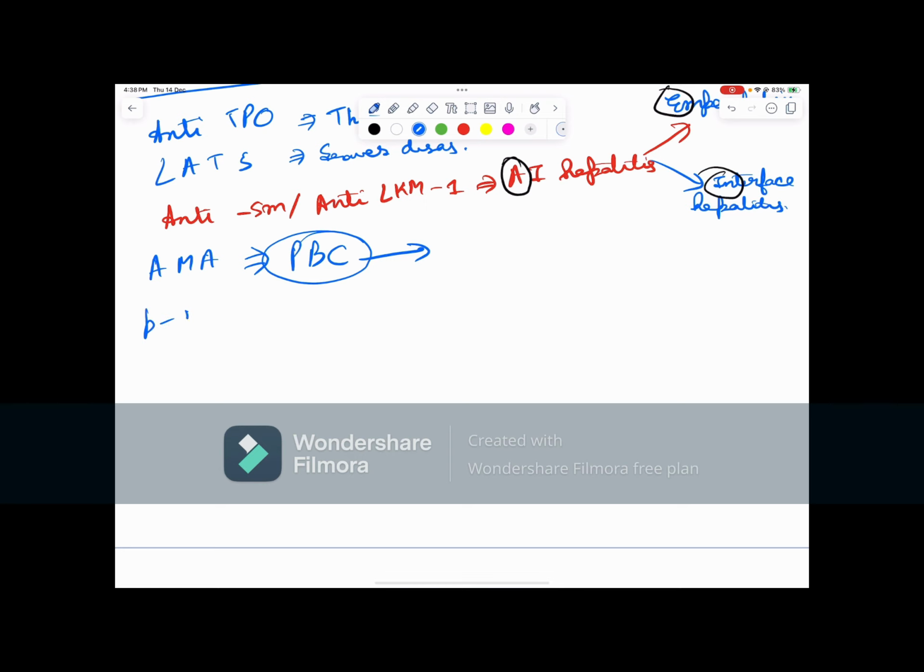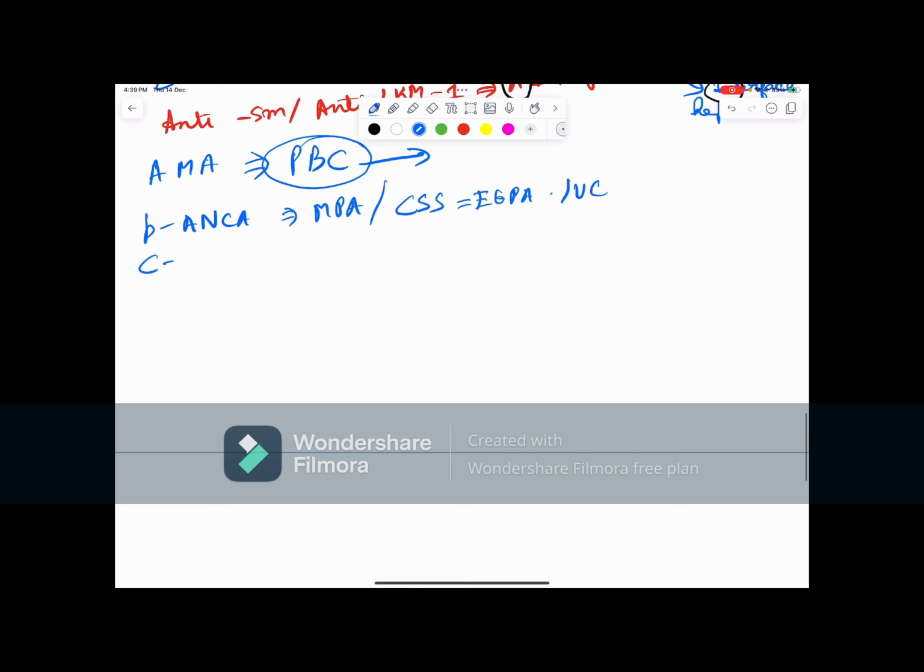Now P-ANCA. P-ANCA is microscopic polyangiitis, CSS, ulcerative colitis. C-ANCA is GPA. C-ANCA is present in granulomatosis with polyangiitis. Now in ASCA.